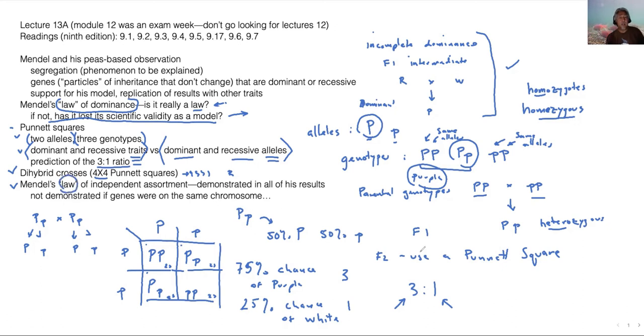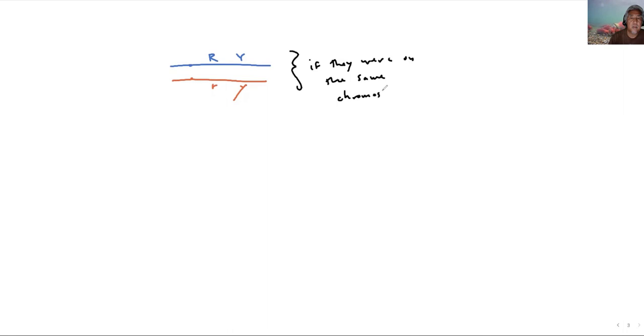Mendel called it a law, but you can actually show that if it were true that the round genes were on the same chromosome as the yellow genes, right? So this might be the chromosome that came from one plant, and this might be the chromosome that came from the other plant, little r and little y, right? If they were on the same chromosome, think about it. Would you actually get big R together with little y? Would you actually get little r together with big Y? Would you get these weird combinations? Okay.